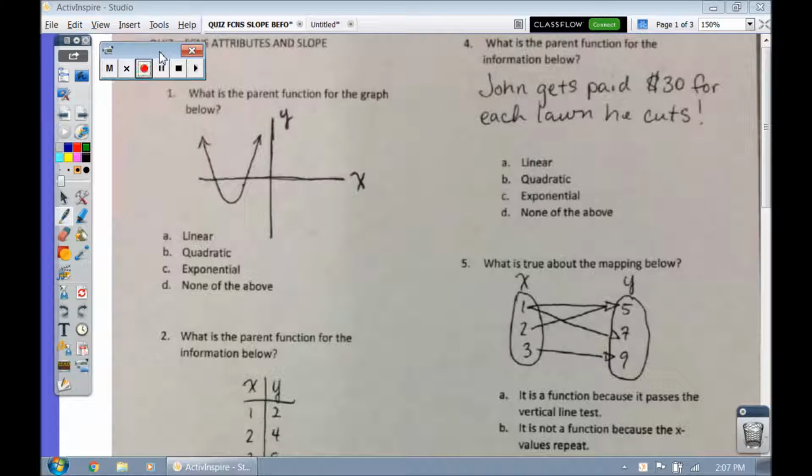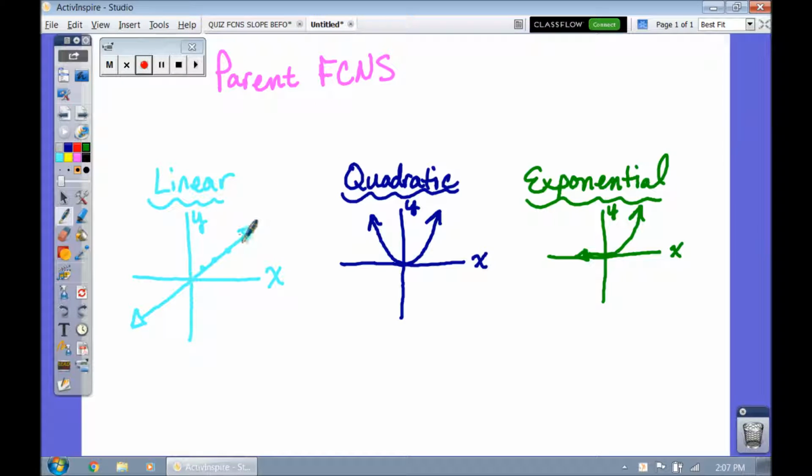Let's look at question 1. What is the parent function for the graph below? So go back, let's look at our 3 different parent functions. There's linear, which makes a straight line. There's quadratic, which makes the U. And there's exponential, which just kind of starts small and then boom, it shoots way up really quickly.